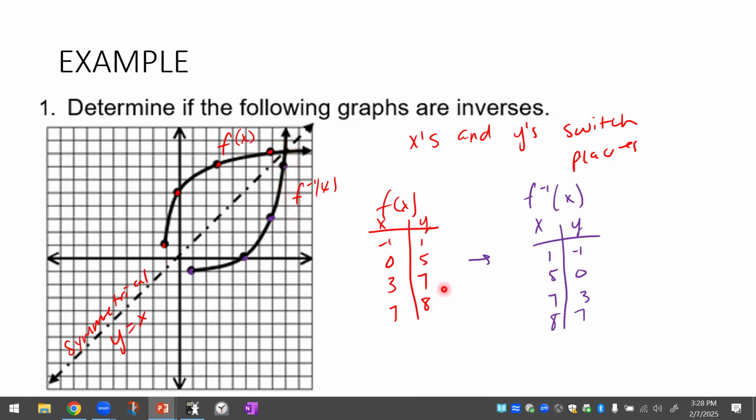Table-wise, we're looking at how the points are switched. Are all of our x's and y's swapped? It has to be all, not just some. Every single one has to switch roles. Do all of them switch roles? Yes. So therefore, we have proven that these are inverse relations.